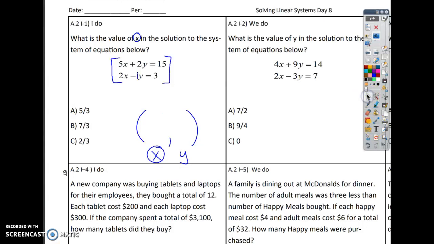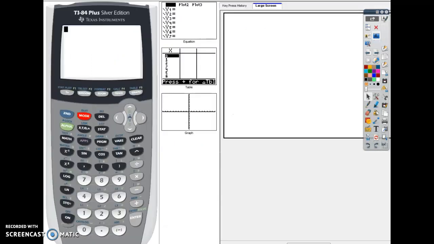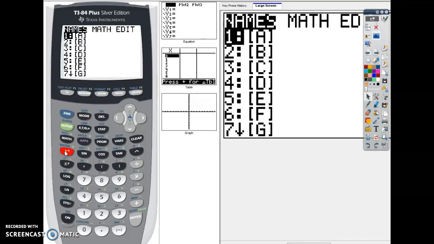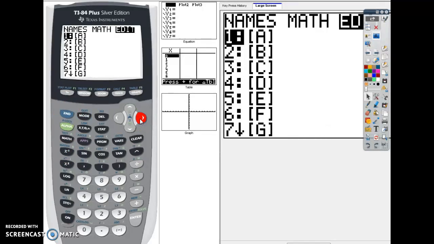So write everything that I write down. Remember, you're writing it down. If you need to pause the video at any time or rewind or fast forward, go ahead and do that. So let's put this in matrix. We're going to go to second matrix, arrow over to edit, enter.